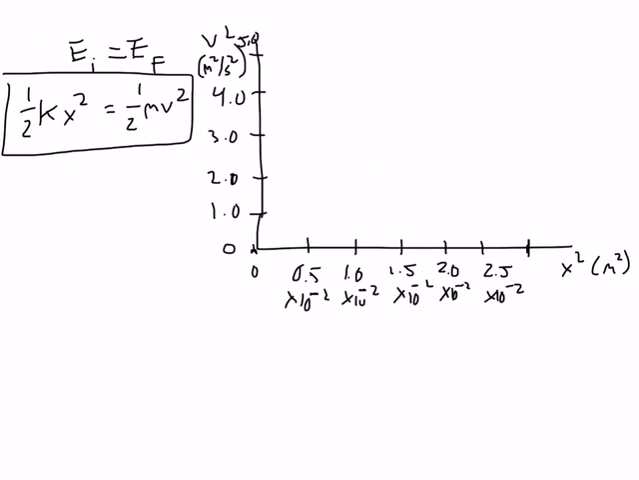And so that's what they mean by label the axes, including units and scale. I've labeled what goes where, right? What am I plotting? I've given it units, and I've labeled each tick mark appropriately, and I've used the whole space. So now we need to put the data points on here.